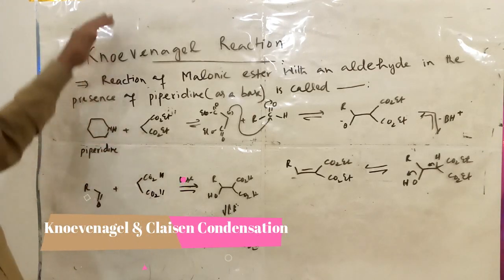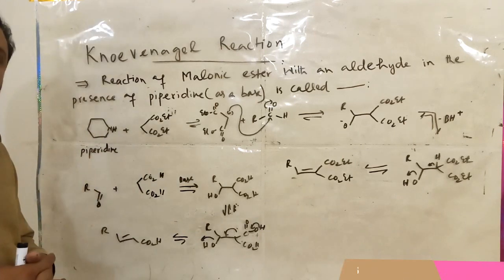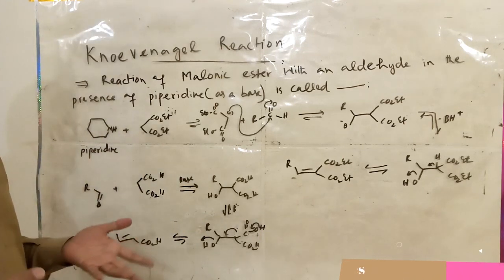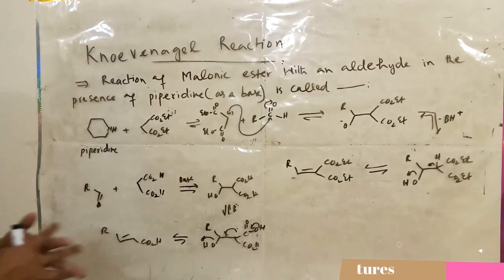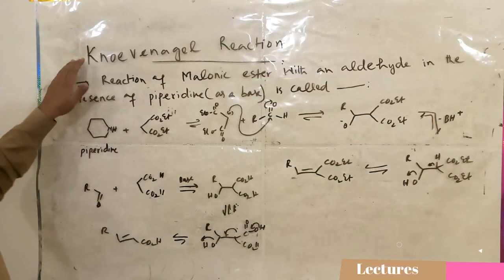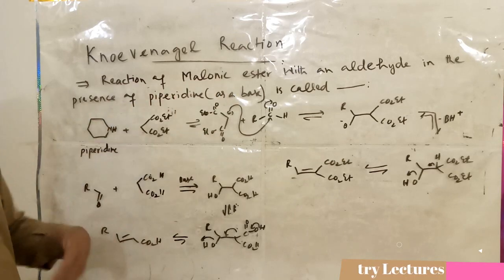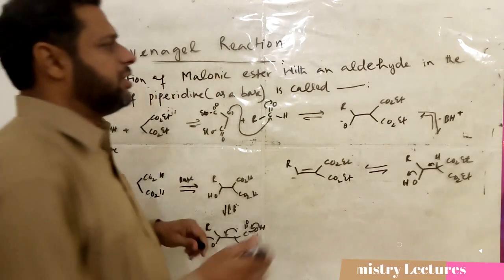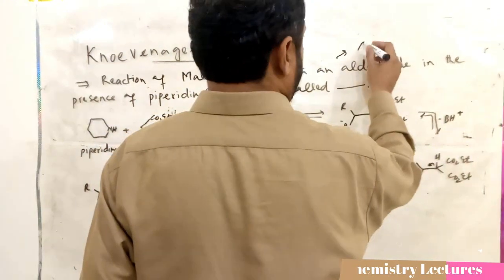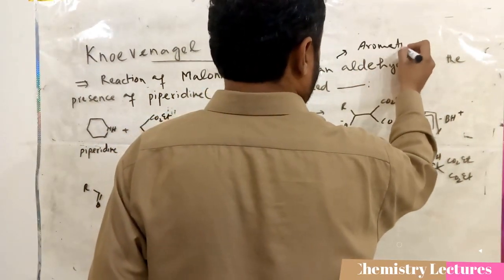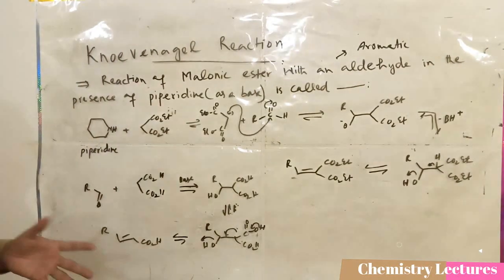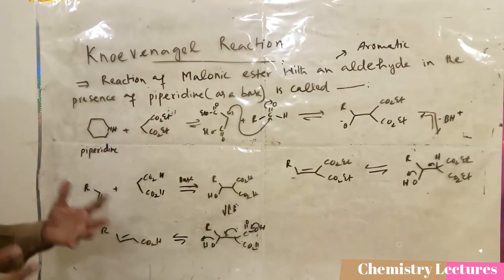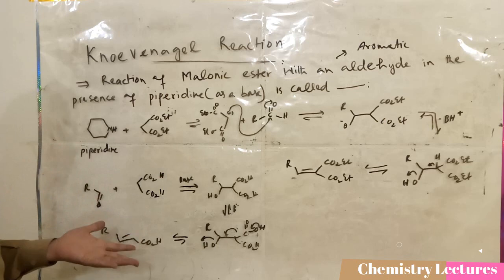So we will discuss another type of base catalyzed condensation reaction, which is called the Knoevenagel reaction. What are the reagents for the Knoevenagel reaction? In this reaction, we react malonic ester with an aldehyde, and preferably this aldehyde will be an aromatic aldehyde. The reaction will take place with aliphatic aldehydes too, but preferably we carry it out with aromatic aldehyde so that the reaction will not take place further.